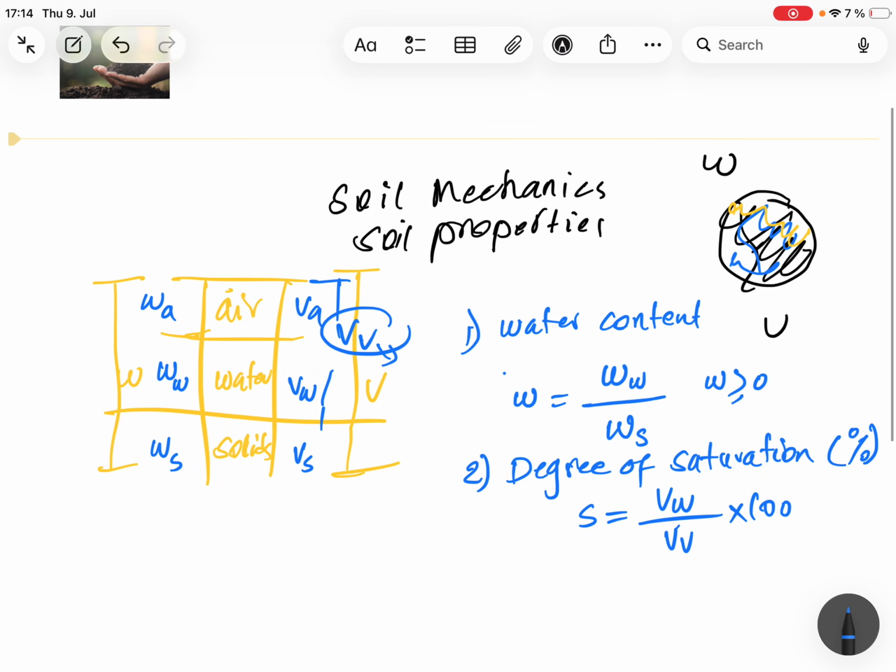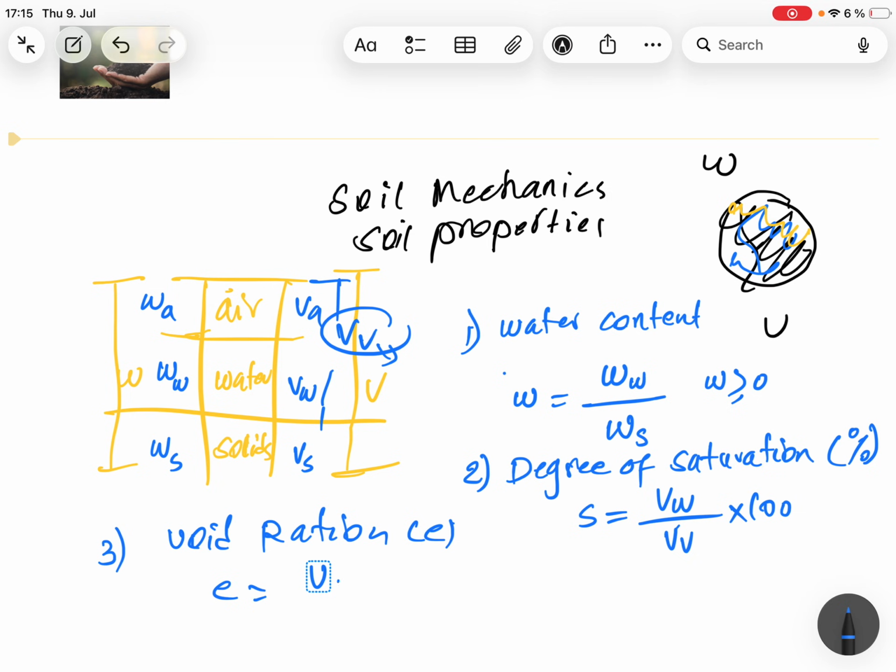Another relationship is the void ratio. The void ratio shown with e is equal to the volume of the voids divided by the volume of the solid, and it's always greater than 0. It can also be 0.